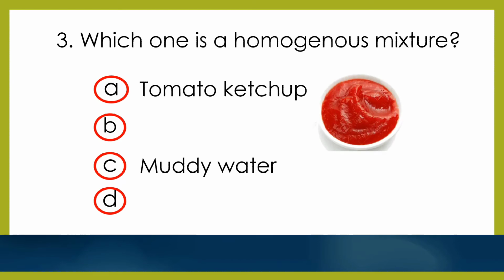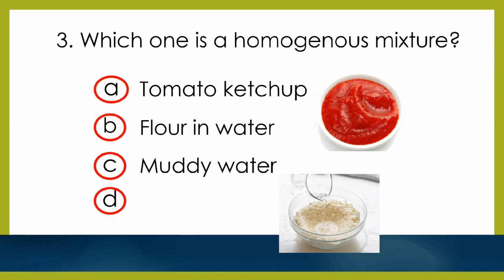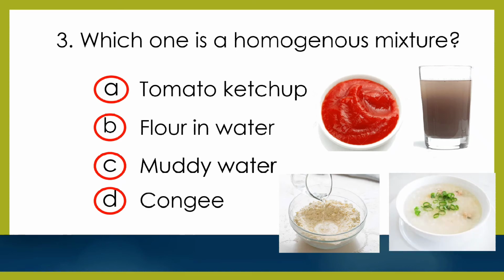So letter A, we have tomato ketchup. Letter B, flour in water. Letter C, muddy water. Letter D, congee. Again, which is the homogeneous mixture? Now you can write your answer.